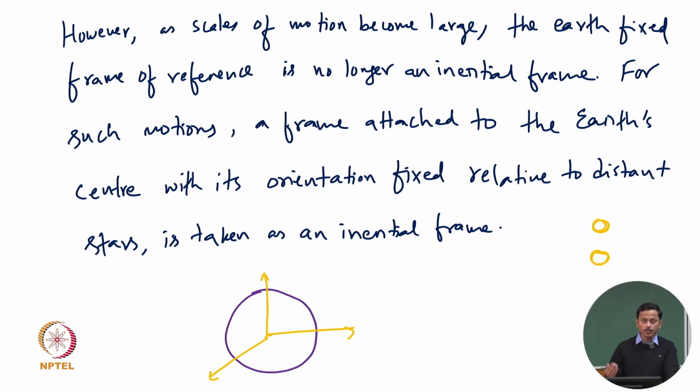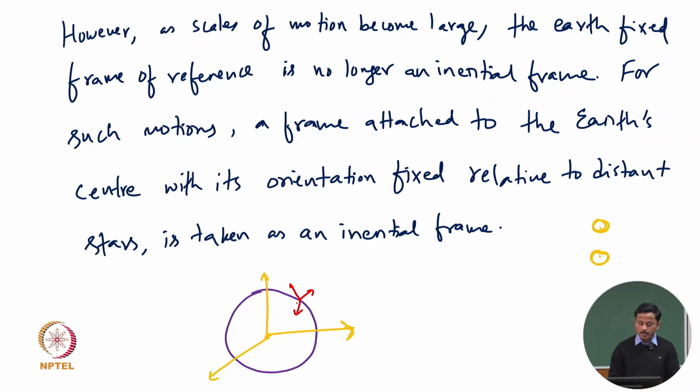So that is the reason I told you that it's impossible to find an exactly inertial frame. But for this case, a frame which is fixed to the center of the Earth, with its orientation fixed relative to these stars, so we just fix it and keep it like this, is an inertial frame of reference for large scales of motion, whereas for small scales of motion, a frame of reference which is attached to the rotating Earth can be taken as an inertial frame.